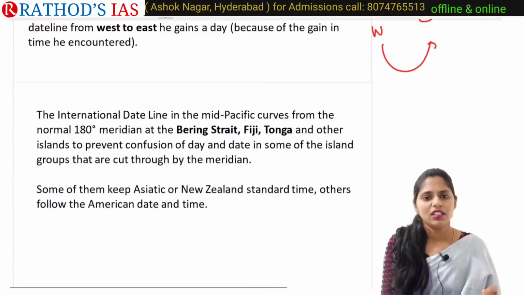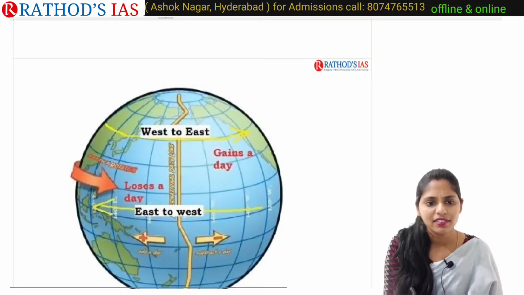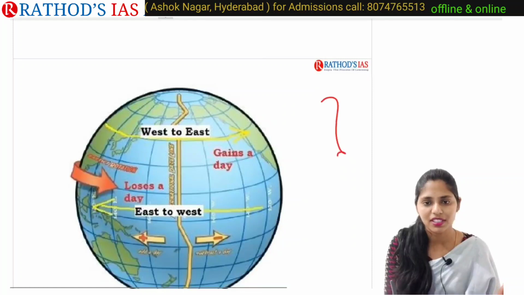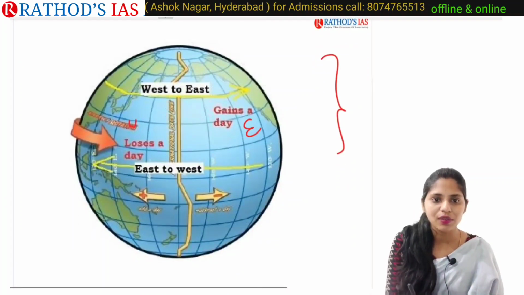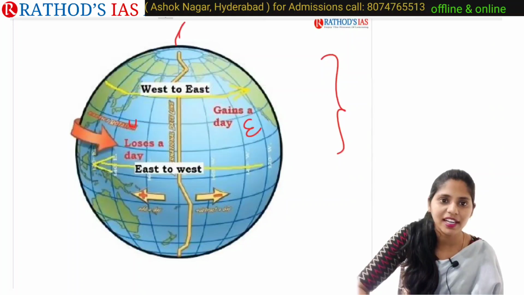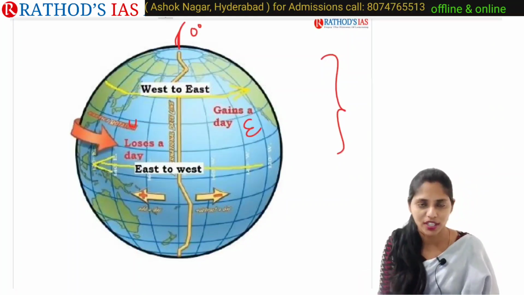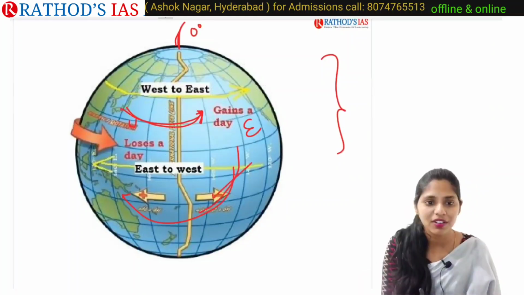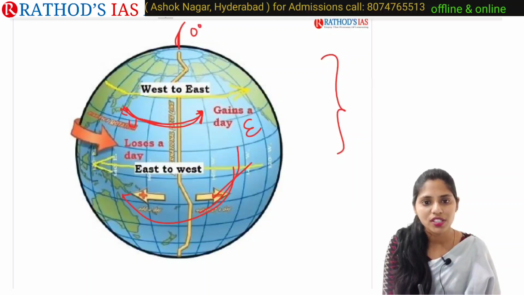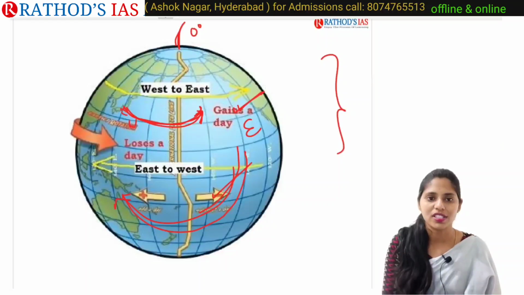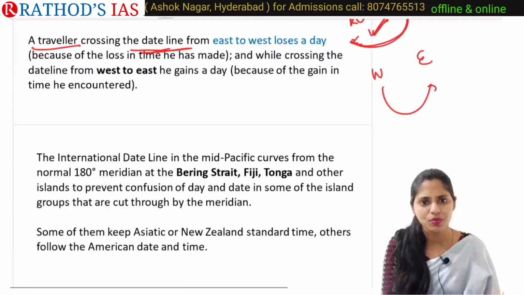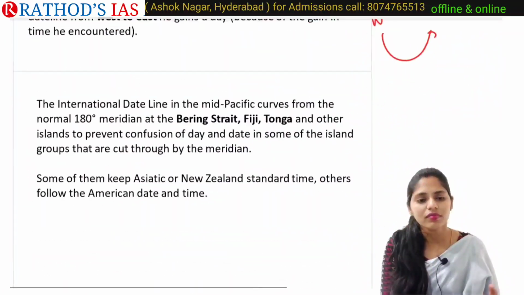And if you see this international dateline, okay, I have to explain this image first of all. So this is our east and this is our west and this is our international dateline, and on this side we will be having 0 degrees longitude, that is our Greenwich. Whenever you are moving from west to east, you will gain a day, and whenever you are moving from east to west, you will lose a day. So this is what we discussed here, right?